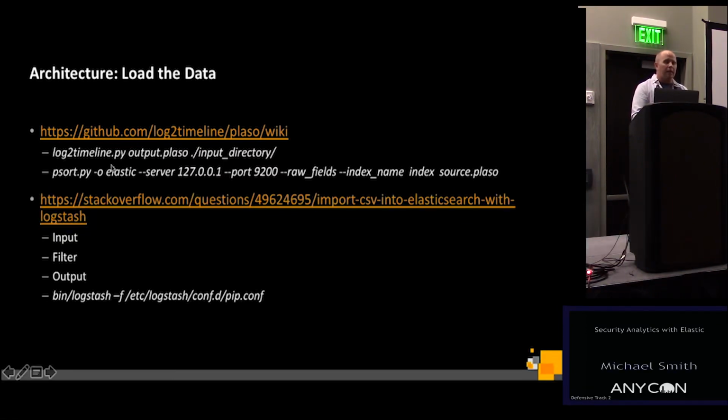I just run log2timeline.py. The output is going to be output.plaso. And then this input directory is every single Linux folder that I wanted to include in the processing. Okay? Once that's all been processed, I use psort, output directly to Elastic on my local host. So obviously I'm running this command on my analysis server in AWS, right? Sending the data over port 9200 with raw fields. This is whatever the name of the index is. And then the source.plaso is this output.plaso that I started with.